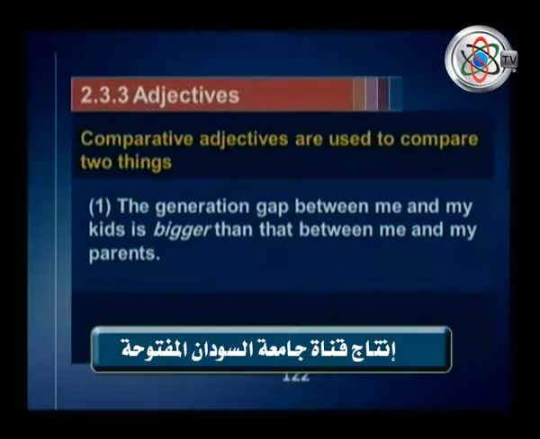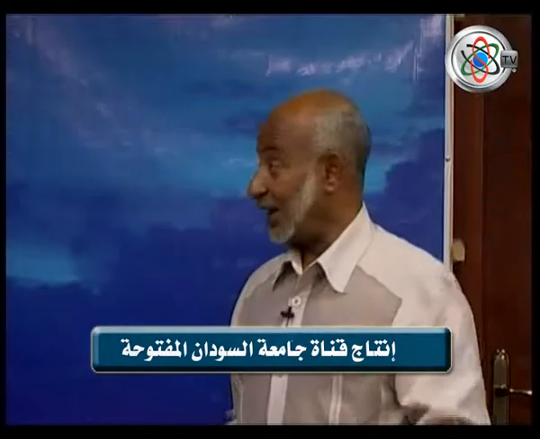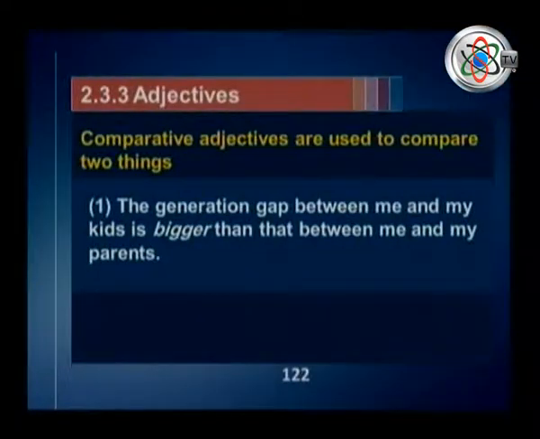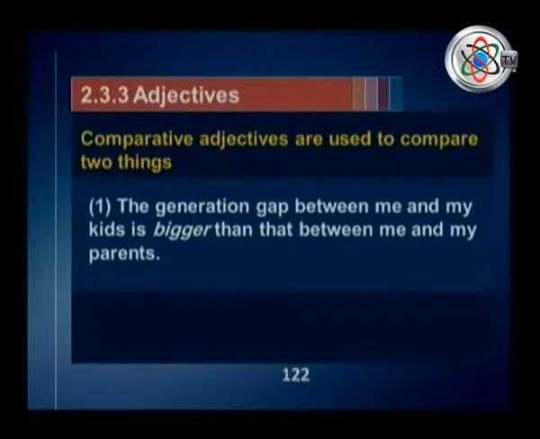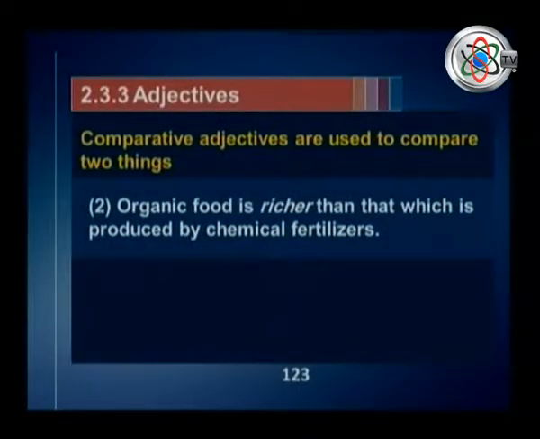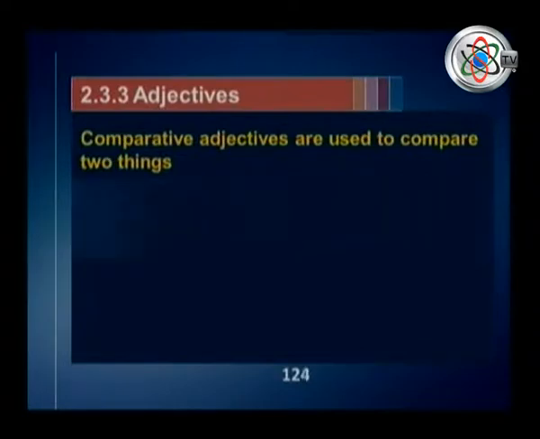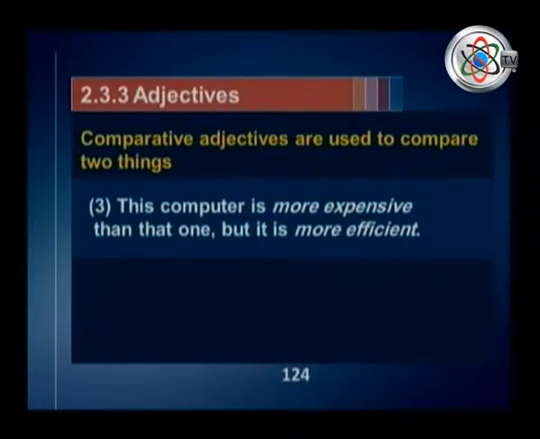The generation gap between me and my kids, I have one of them here, is bigger than that between me and my parents. Let me say that again. The generation gap between me and my kids is bigger than that between me and my parents. And have a look also. Organic food is richer than that which is produced by chemical fertilizers. That's true. This computer is more expensive than that one, but it is more efficient. It can do more work.